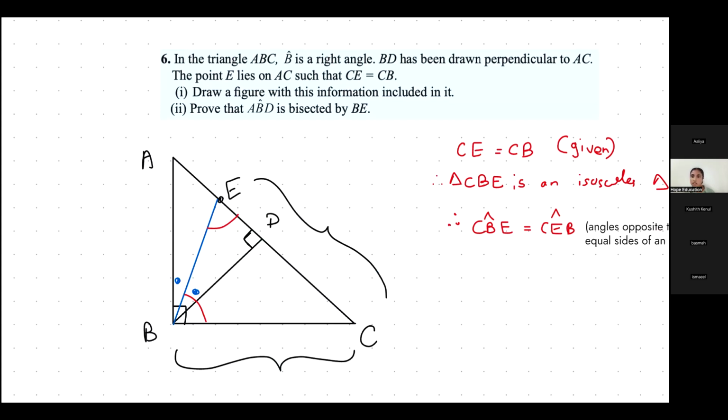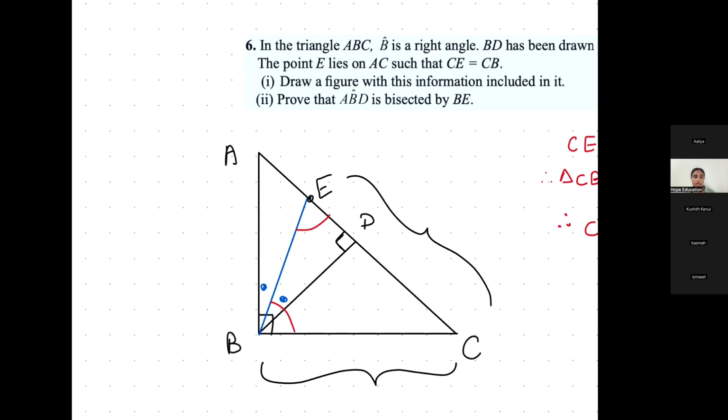I have another answer in the chat box. CBE angle plus 90 plus BAC. BCE, right? BCE plus BAC plus 90 is 180. Okay, so that's a big triangle. Then what's the next step?